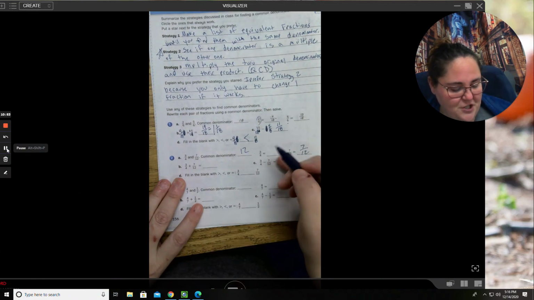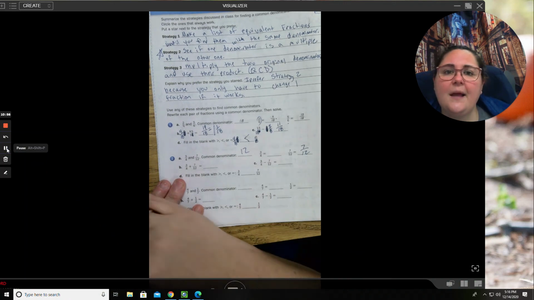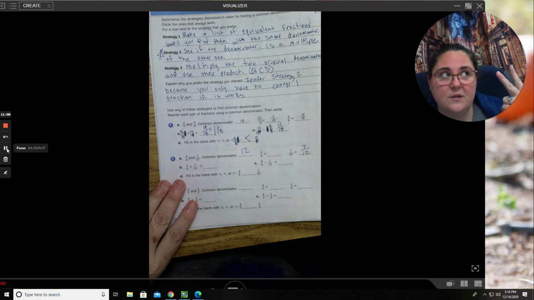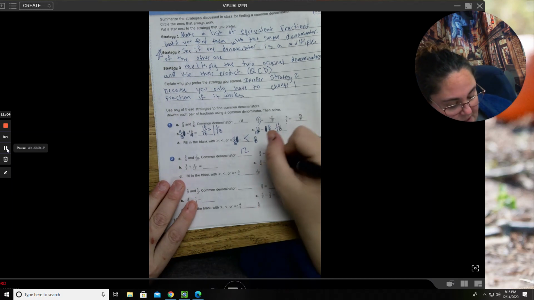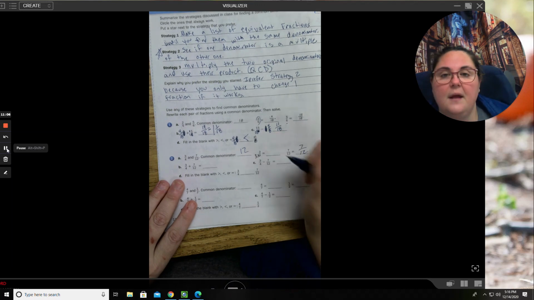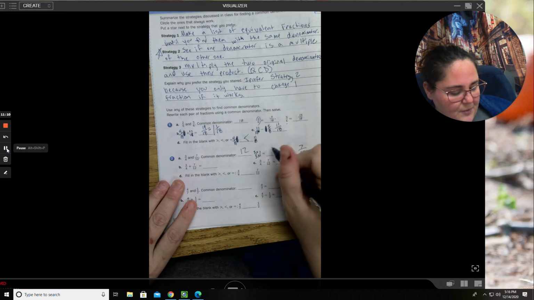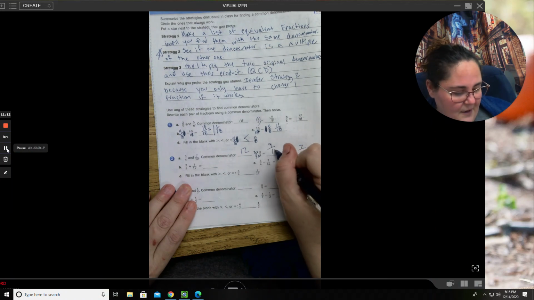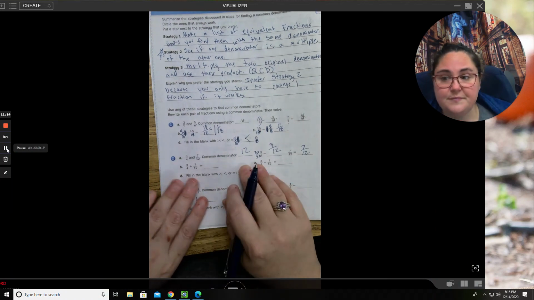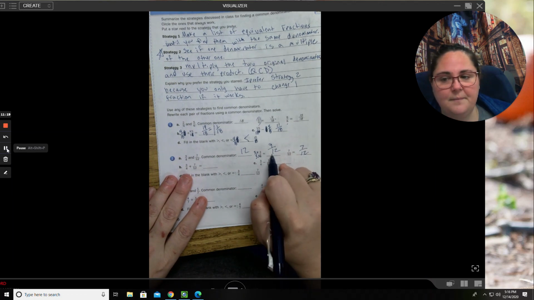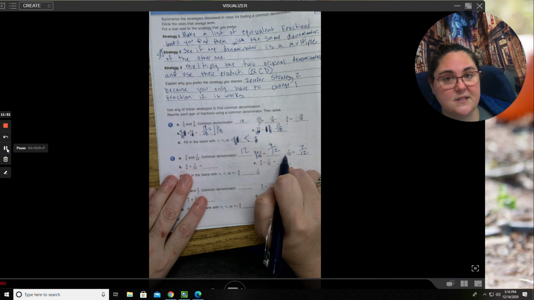My first fraction will. 4 times what equals 12? 4 times 1, 4. 4 times 2, 8. 4 times 3, 12. So I'm going to multiply it by 3. Remember, whatever I do to the bottom, I have to do to the top. 3 times 3 is 9. My denominator is 12. So, anywhere I see 3/4, I'm going to write my new name, 9/12. 7/12 can stay the same.